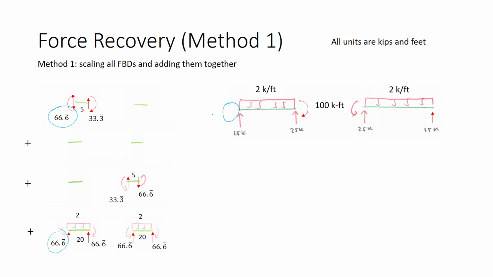Looking at the transverse force at the left end, 5 downward, 20 upward, nets 15 upward. Copy the distributed load straight onto the beam. Transverse force at the right end of the member, 5 upward, 20 upward, nets 25 upward. Moment at the right end of the left member, 33.3 negative, 66.6 negative results in 100 negative.